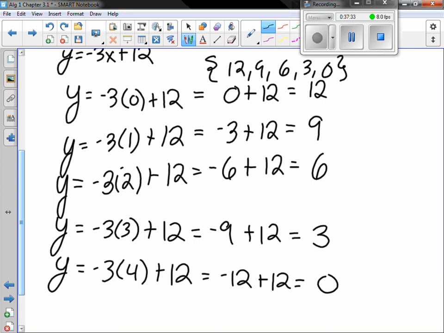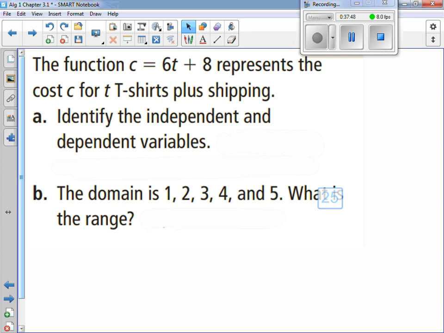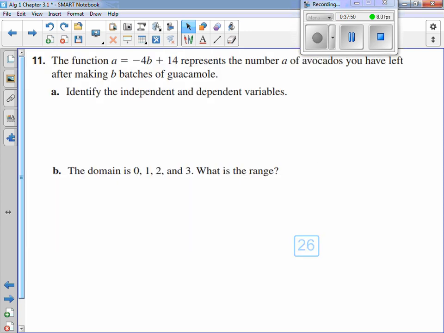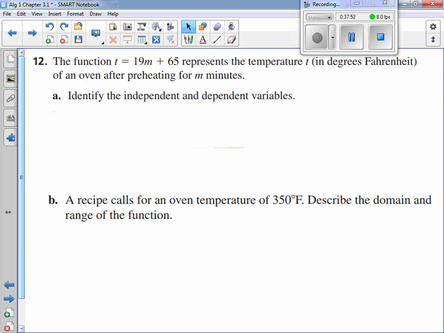Done with that one? Sweet. Any questions on this here? Now the rest of the questions are the exact same thing. I want you to give those a try. If you get stuck, let me know. Okay?